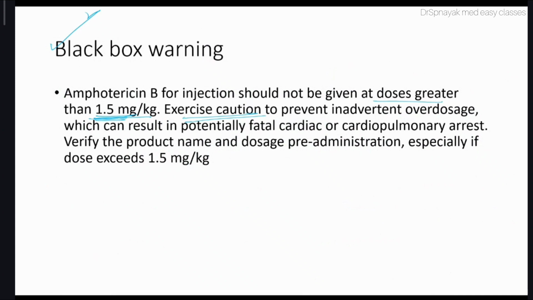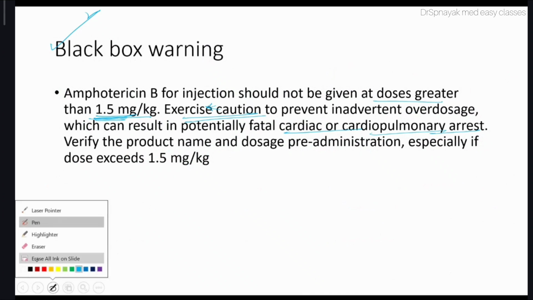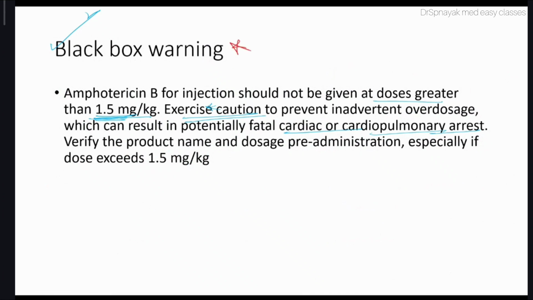Also, exercise. Whenever amphotericin B is prescribed to the patient, they should not exercise. Why? Because it carries a risk of cardiopulmonary arrest; it is cardiotoxic. There are also other drugs which are cardiotoxic, and amphotericin B is one of them. So exercise should not be done by that patient. This is a very important black box warning present on the packing of amphotericin B, and its dose should not exceed 1.5 mg per kg.